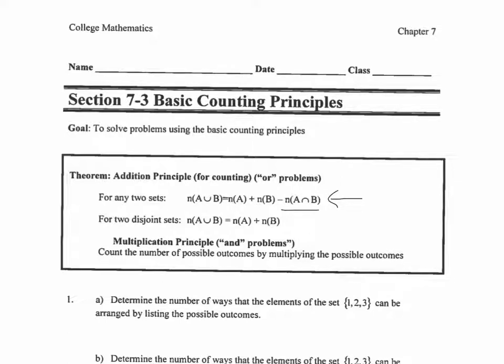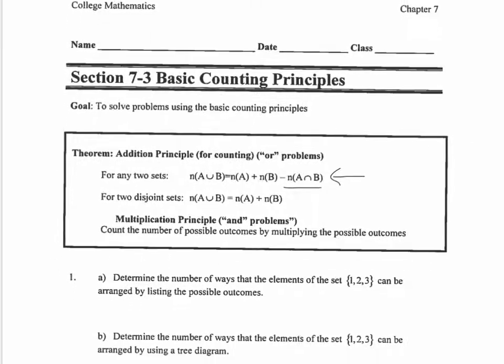Okay? Now, if the two things are disjoint, it means they can't happen at the same time. They don't have anything in common. Then if you're trying to subtract out the part that's at the end, it's going to be 0 because there won't be anything in both sets. So basically it just simplifies that formula for you.